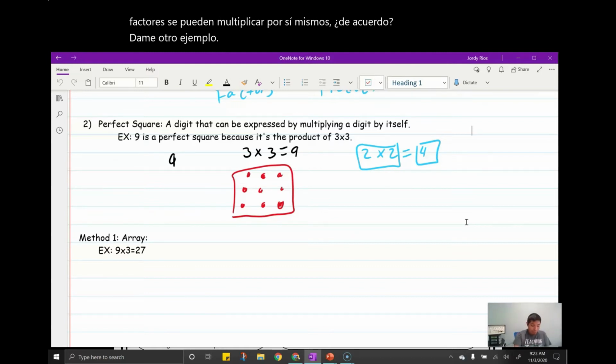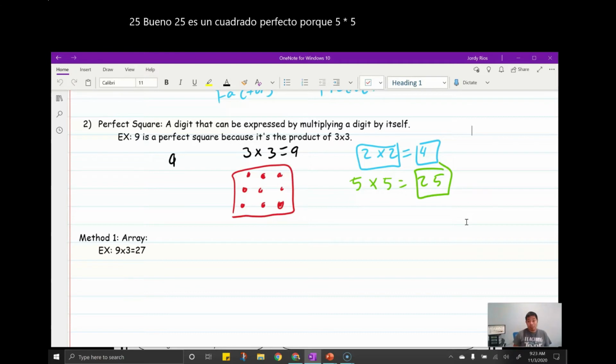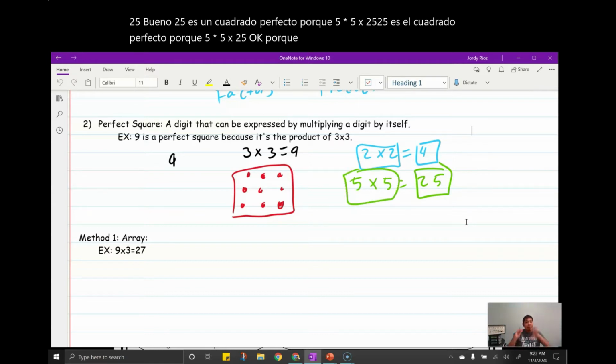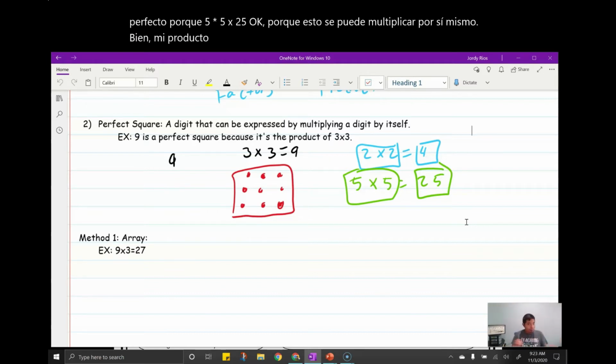25, good. 25 is a perfect square because 5 times 5 equals 25, because this can be multiplied by itself, okay? My product is the perfect square, not my factors. Very important. Some of you are going to get confused, okay? Excellent. Now, make sure you write this down.